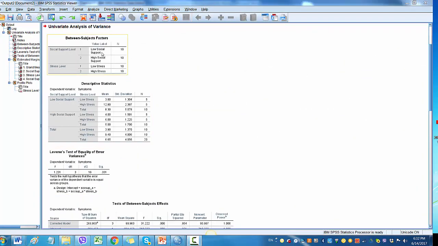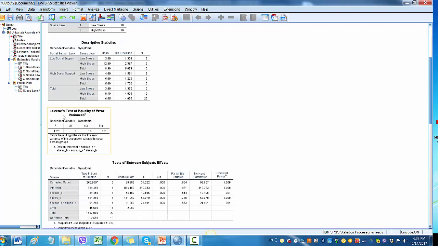In this case we have 20 participants, 10 in each. If you look here, low social support has 10 participants and high social support 10, and then stress level 10. So each group has an equal number of participants, 20 in each stress level or social support level.